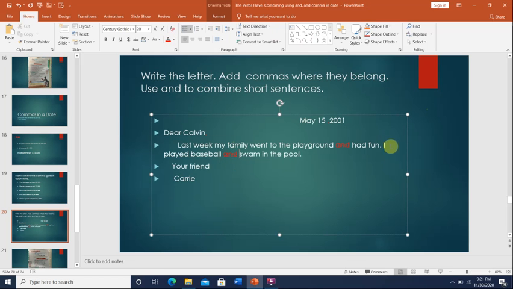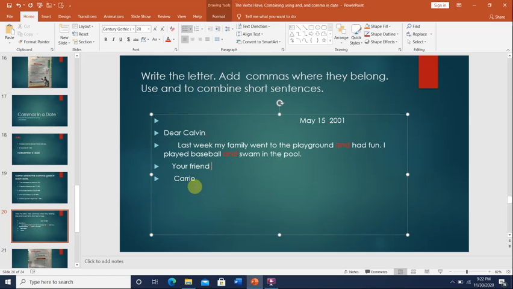Okay, so the sentence will become: I played baseball and swam in the pool. This is how I combine these sentences. I combined two sentences and made it one. So now the letter has only two sentences. And now I want to end my letter. So I write "Your friend," and then I put a comma after it, and then I sign my name.